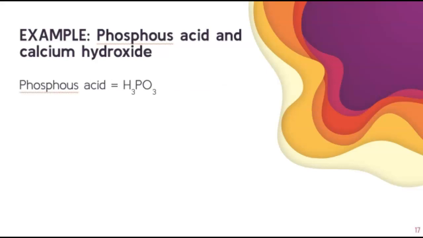So there's our formula, H3PO3. And now calcium hydroxide. We look up calcium, it's in group 2, so it's +2. Hydroxide, again, is on our polyatomic ion sheet. If you've forgotten since a couple minutes ago, it is -1.